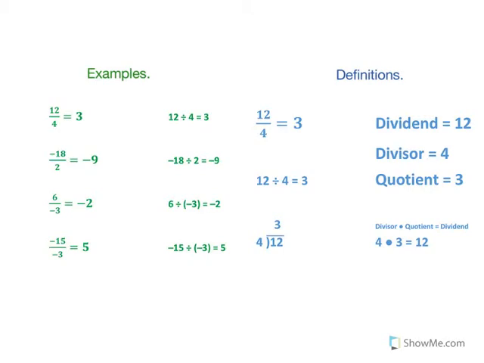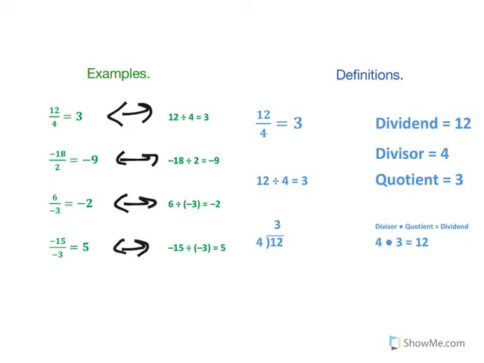All right. So here's some examples. 12 divided by 4, a positive divided by a positive is a positive, and you can see it two different ways: linear, or up and down like a fraction here. A negative divided by a positive is a negative. Both of these are the same, and both of these are the same. 6 divided by negative 3 is negative 2. And a negative divided by a negative is a positive, so negative 15 divided by negative 3 is 5.